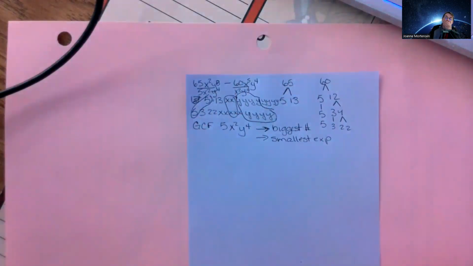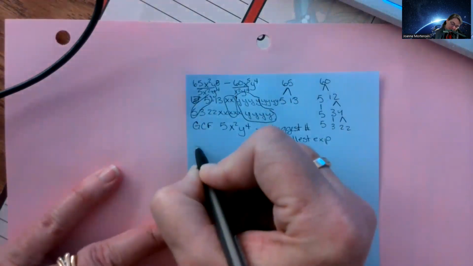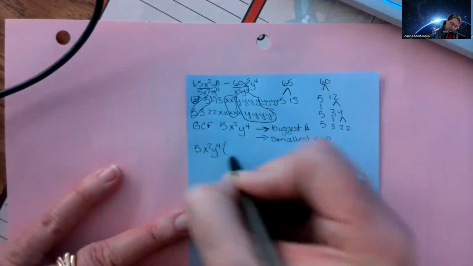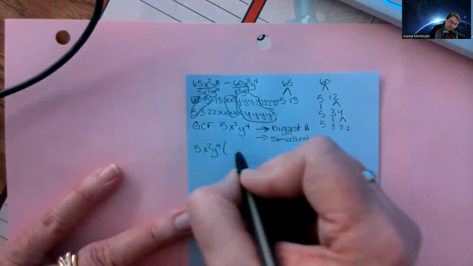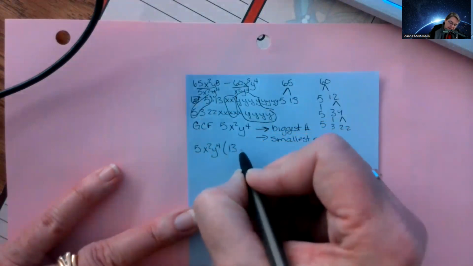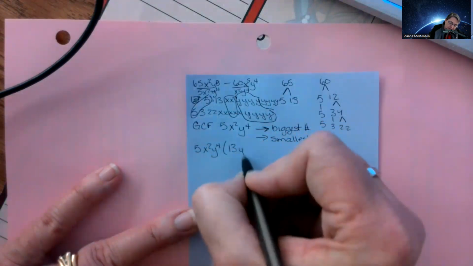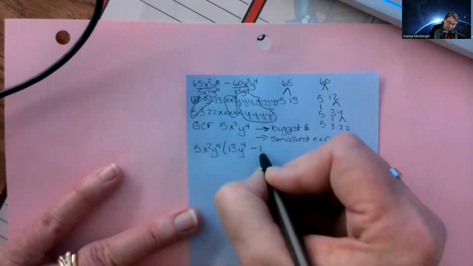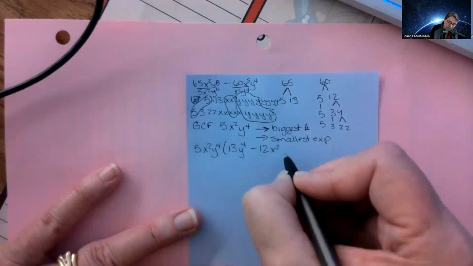I'm sorry, this is just getting to be messy, but I'm going to do it. So then we divide: 65 divided by 5 is 13. And then my x squareds are going to cancel out, and I'm going to get y to the 4th minus 12x2. That's it.